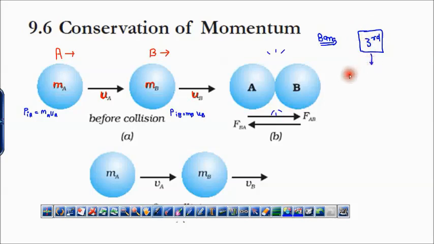What does the third law say? Action is equal to reaction but opposite in direction. Action and reaction are equal and opposite, meaning equal in magnitude but opposite in direction. So how much force did A exert on B?